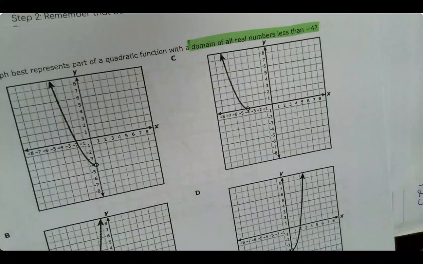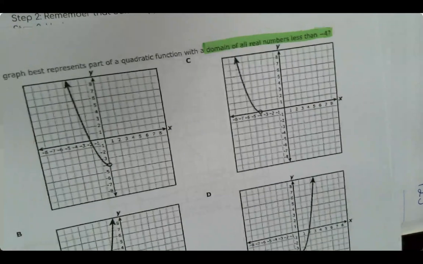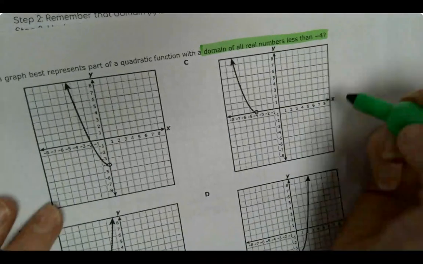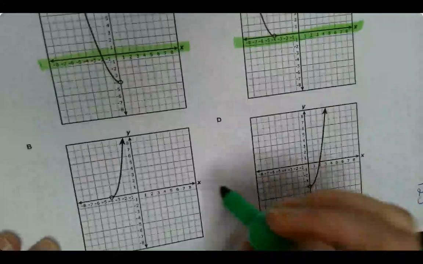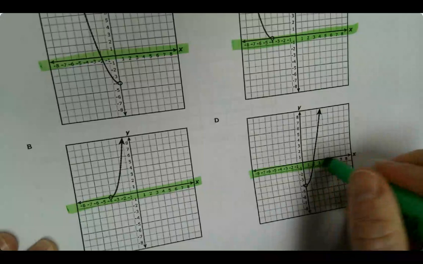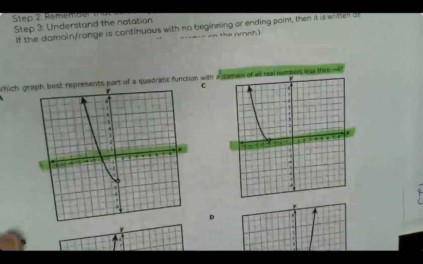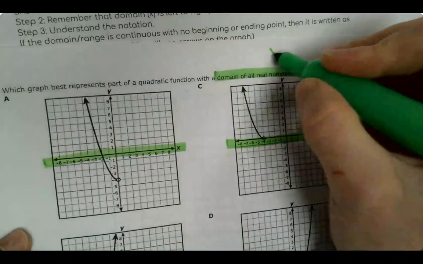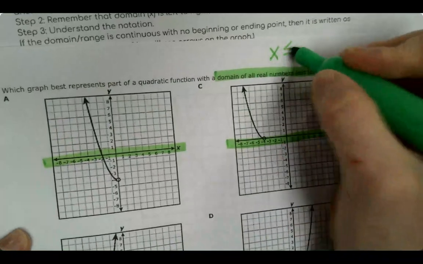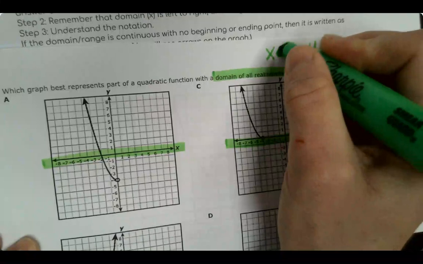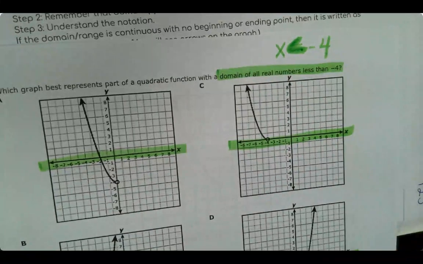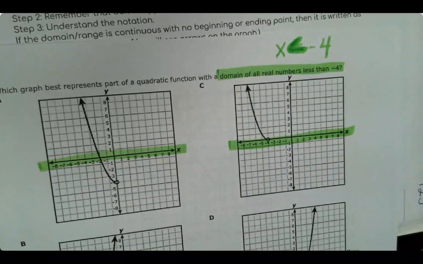This asks you to do domain of all real numbers less than -4. Domain is your x-axis, so highlight your x-axis on all of them. It's domain, so it's x, is less than -4. It just says less than, so that means it's going to be an open circle. We know that for sure. All of our answer choices are open, so it's fine.